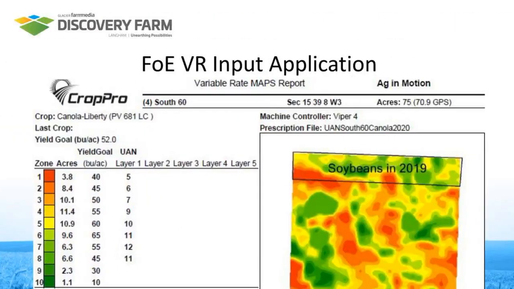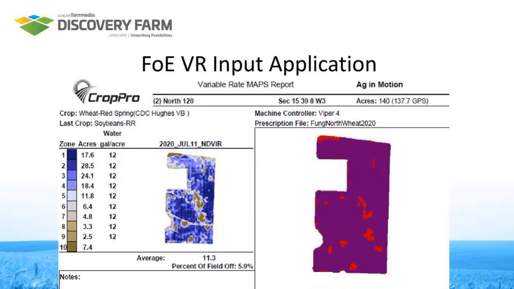And similarly developed for our canola field, where the prescription was shut off in zones 9 and 10, and then we varied it from 5 to 12 gallons per acre in our canola field. The final example of VR application was with fungicide, where we developed an on-off prescription, and the data layer for this is an NDVI image.